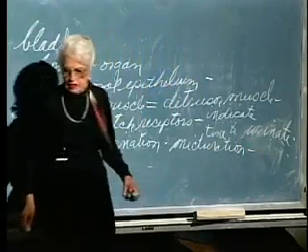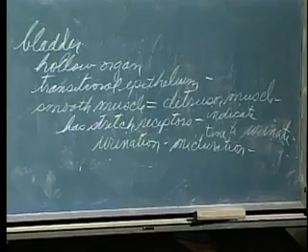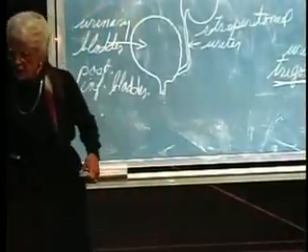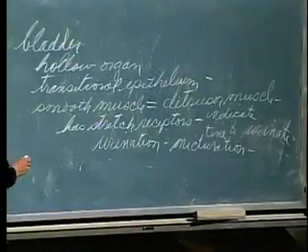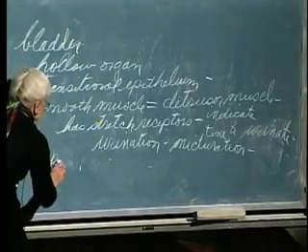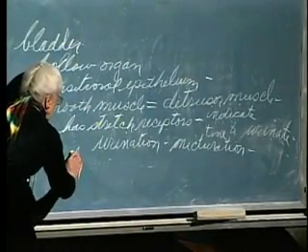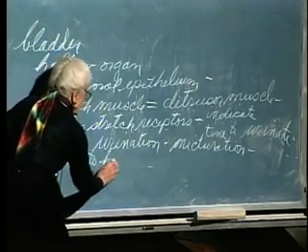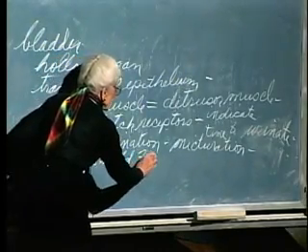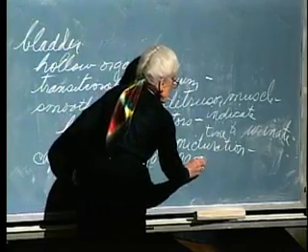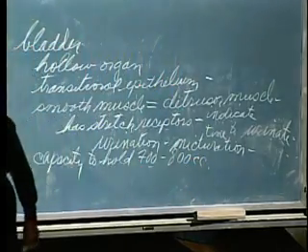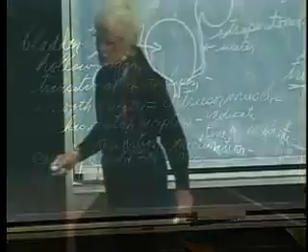So the texts say that the bladder has the capacity to hold up to 700 or 800 cc's of urine.